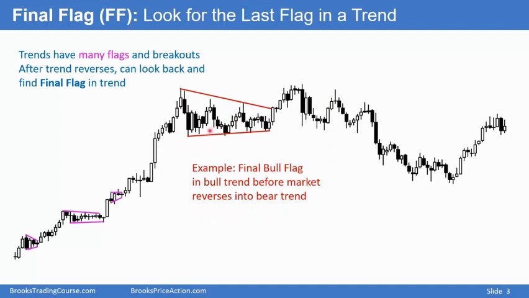Here's an example of a triangle. 3 pushes down, 1, 2, 3, so a triangle. And this one had a 4th push down. Whenever you get a horizontal trading range late in a bull trend, after 20 or more bars, you have to be thinking that it might be the final flag before a reversal.